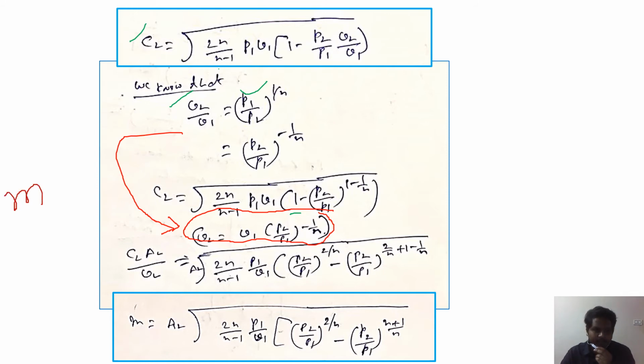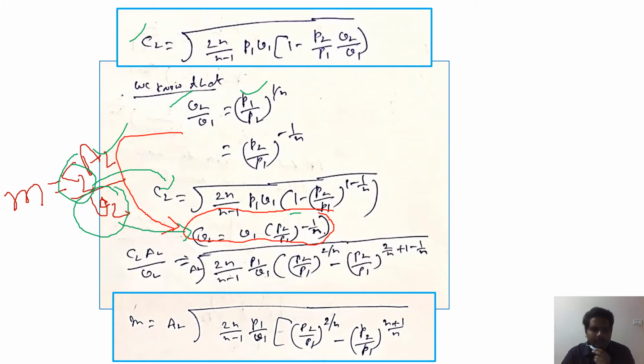The mass flow rate of the fluid is m equals C2 A2 divided by V2. In this equation, C2 we take from this equation, and the remaining terms are A2 and V2; the denominator V2 is there, and that V2 is from this equation.